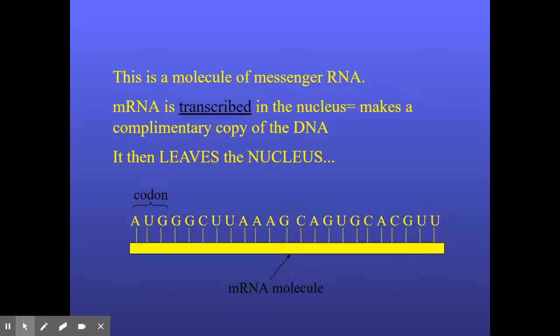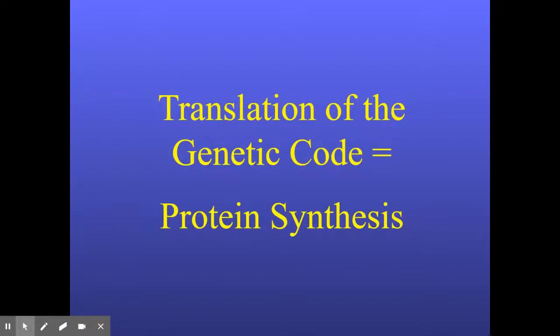So once it's transcribed, the mRNA can leave those nuclear pores. Every 3 letters is a codon. All right, so every 3 letters is a codon. Each codon codes for an amino acid. So translation of the genetic code is protein synthesis.